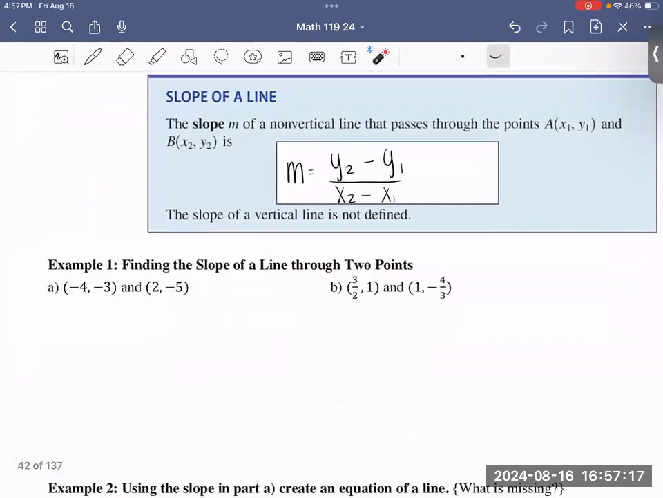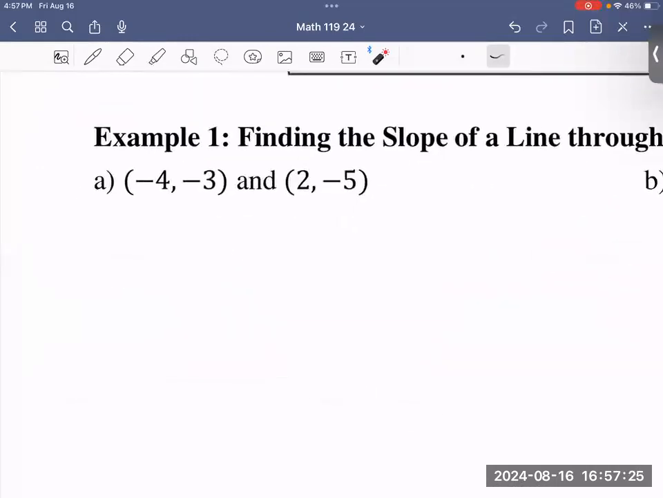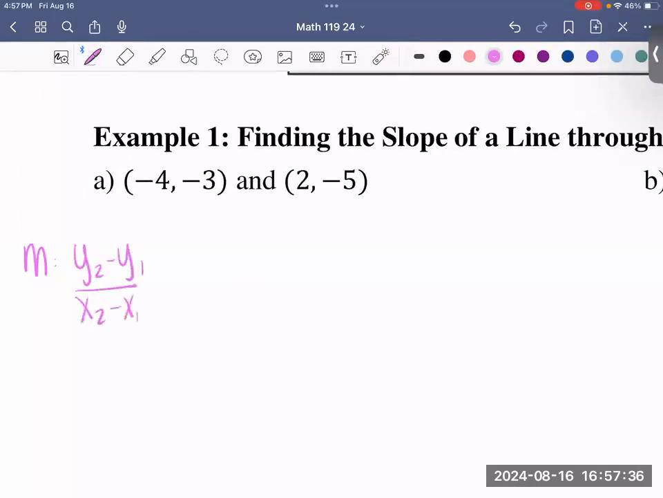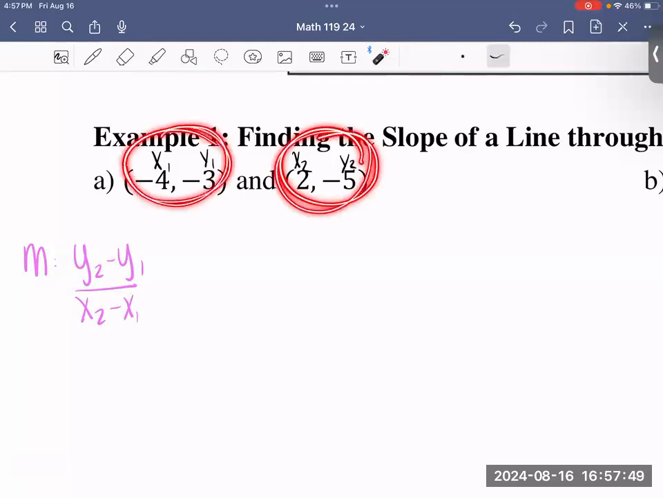So for example 1, let's have you find the slope of a line through these 2 points. Pause the video and try them yourself. If we're trying to find your slope, and we know it's y2 minus y1 over x2 minus x1, go ahead and first just label x1, y1 as your first point and x2, y2 as your second. It doesn't matter which one you label as x1, y1, as long as they come as a pair. So don't mix and match. It doesn't matter the order, just as long as these are together.